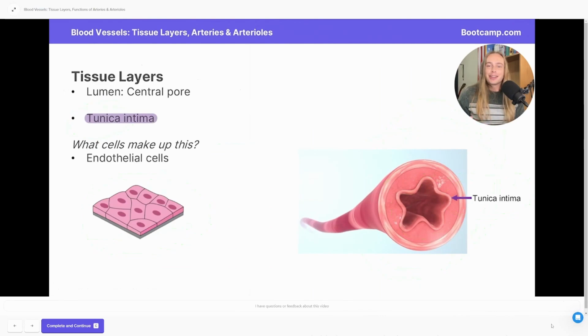And great, so tunica intima is going to be made up of a single layer of endothelial cells, and they have the job of reducing the amount of friction blood is going to experience while flowing through a vessel.